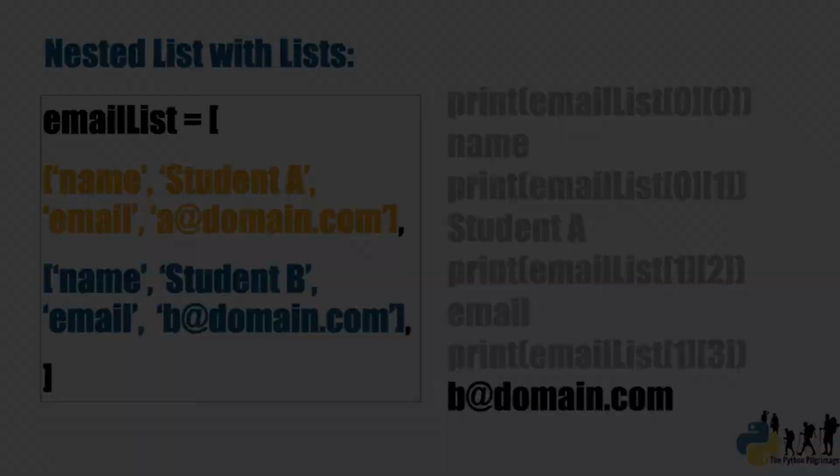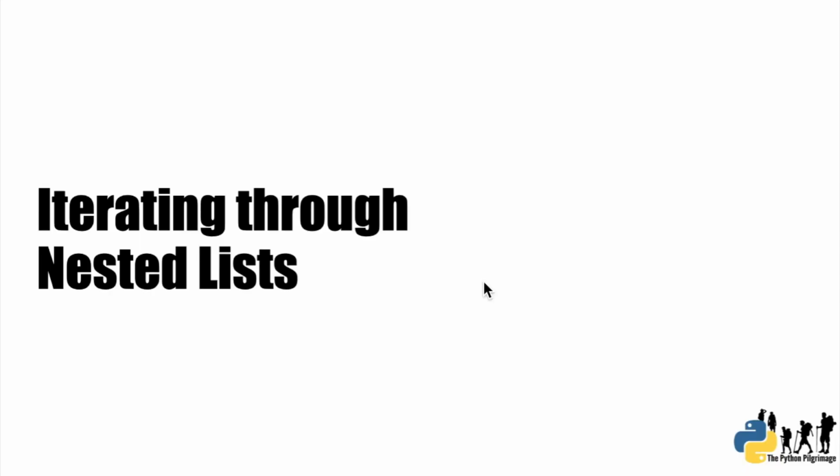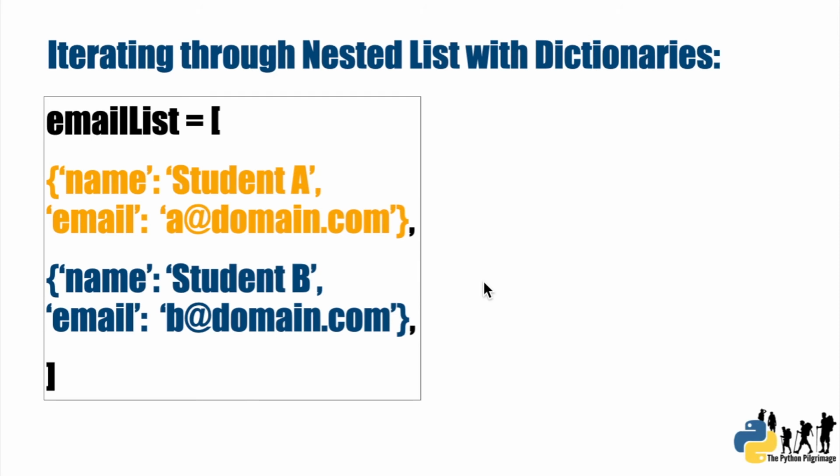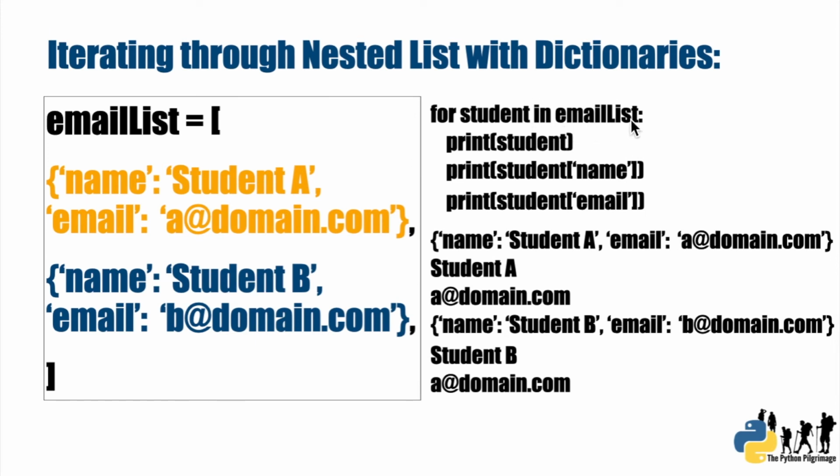Okay, moving on to iterating through nested lists. Using the same set of nested lists from earlier, we have student A and student B information. What if you want to print them all together, but you're tired of writing multiple print statements for them? So let's take a look. For student in email list, this is one way of iterating through a list. If you're not very familiar with loops and all the iteration stuff, you might want to check one of our videos currently uploaded. So for, and then you're assigning each index of that list into student.